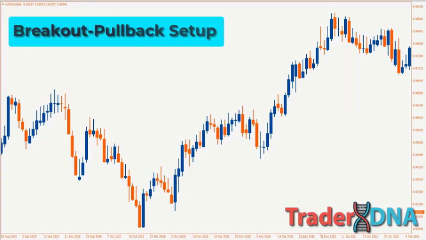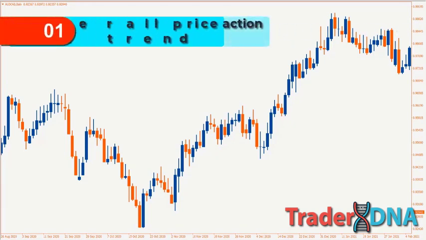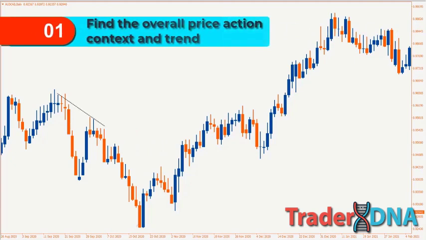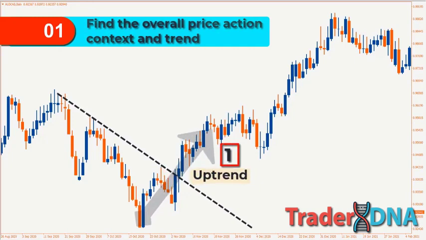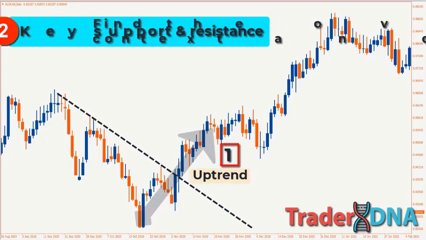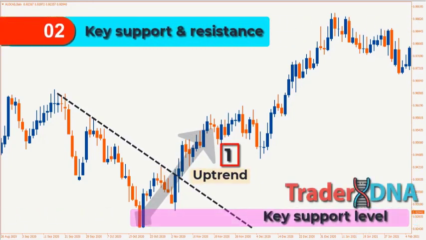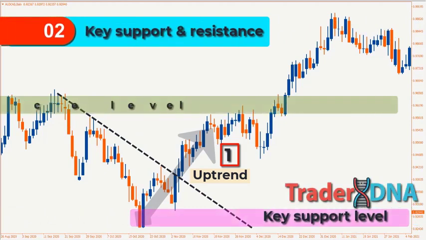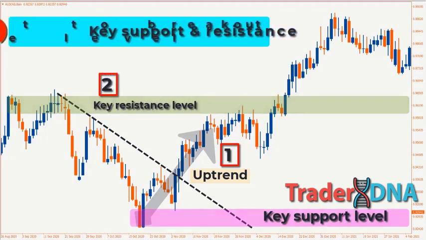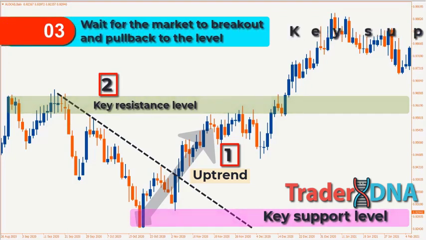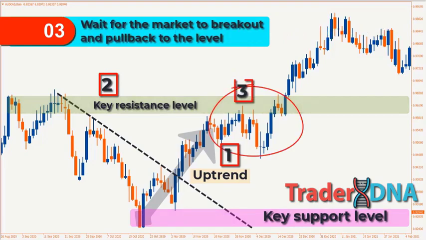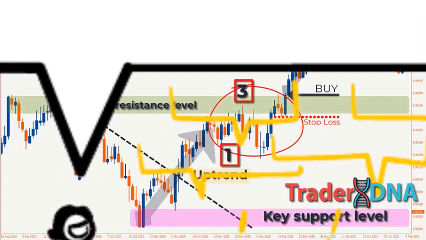Here are 3 major components for a breakout pullback setup. First, find the overall price action context and trend on the daily time frame. Second, find a key support level for bear trends and resistance level for bull trends, that has been touched 2 times before, at a minimum. Third, wait for the market to break out and pull back to the level.